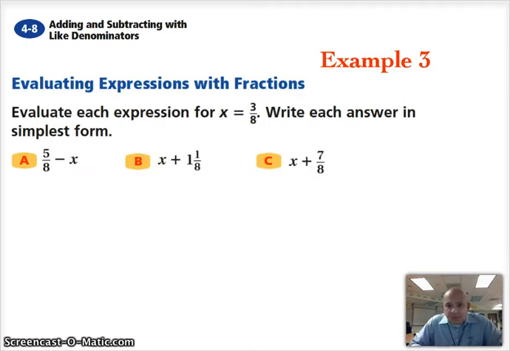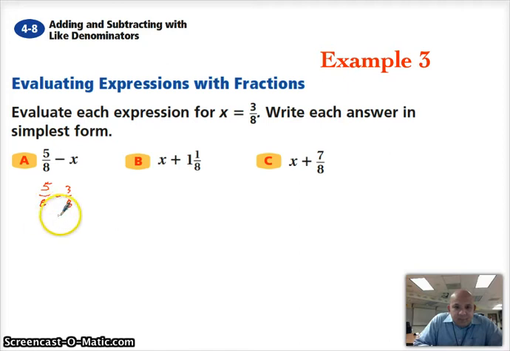Let's go to our final example, which is evaluating expressions with fractions. All we're going to do here is a little bit of a substitution. Here it says evaluate each expression with x equals 3/8. Write each answer in simplest form. For the first one, we're going to have 5/8 subtract 3/8.